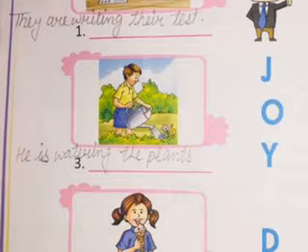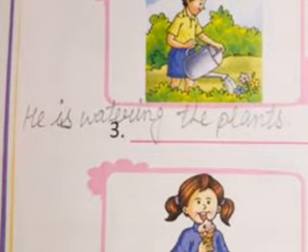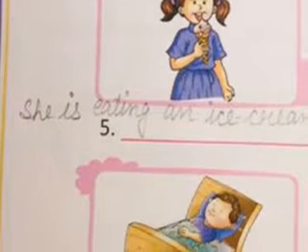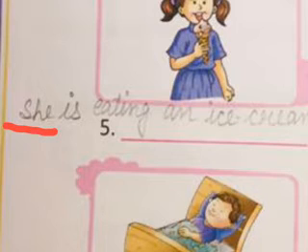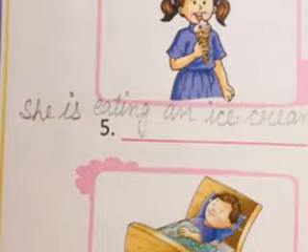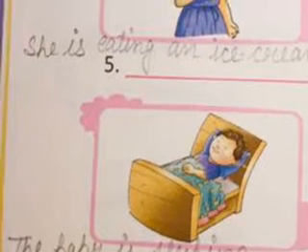Next picture, he is watering the plants. He is the subject and the remaining part is the predicate. Okay, he is watering the plants. Third picture, she is eating an ice cream. So she is the subject, is eating an ice cream is the predicate. Okay. Fourth picture, here you can see the baby is sleeping. So the subject is the baby, is sleeping is the predicate.